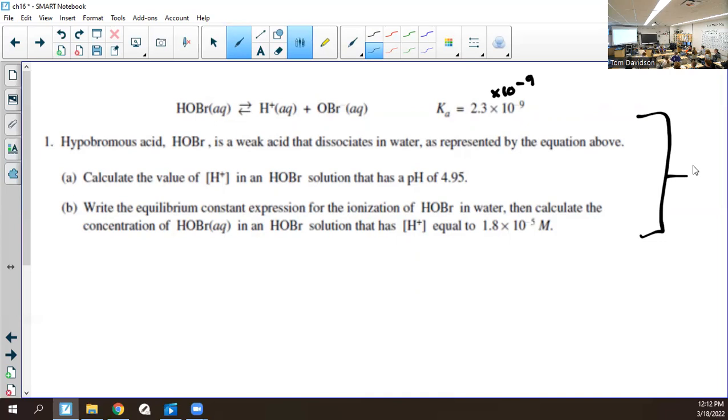So hypobromous acid, or HOBr, is a weak acid that dissociates in water. Calculate the value of H plus in a HOBr solution that has a pH of 4.95. So there's no Ka or anything required for part A, right? The H plus is equal to 10 raised to the negative pH. So all you have to do is just type that one in.